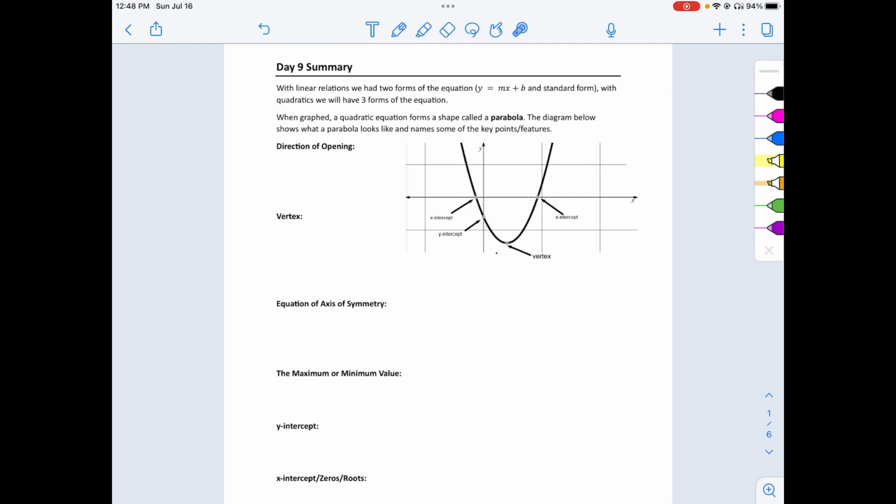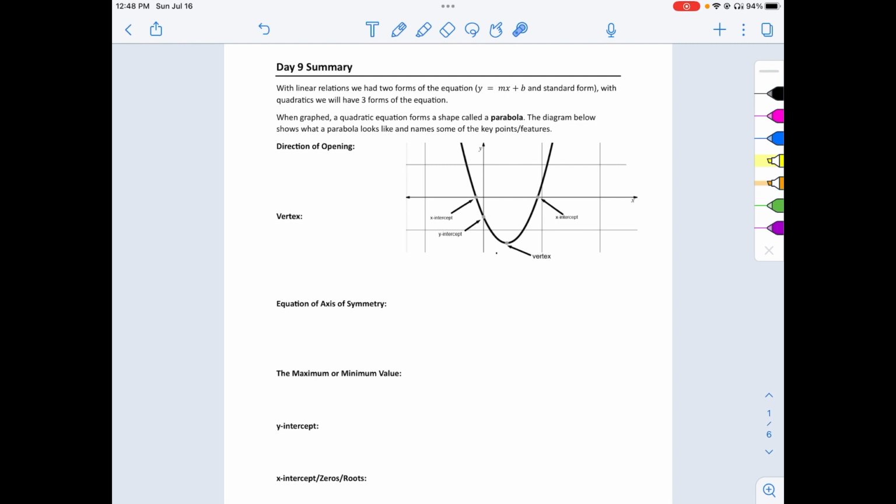Like I said, it opens up here in this case, and it looks kind of like the letter U, and if we were to zoom out on the graph, it would continue opening up infinitely in this direction as well as in this direction. So we are going to look at some of the key points and key features of a parabola, both in this diagram and then we'll talk about in general as well.